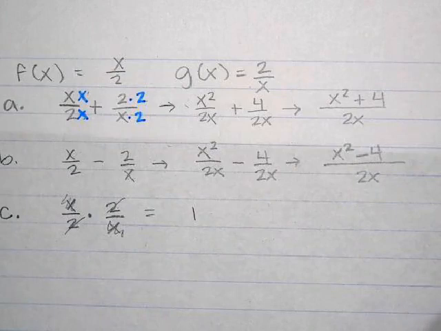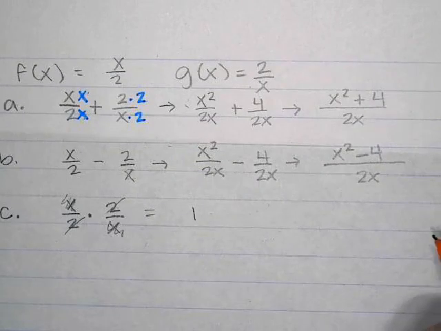X over 2 times 2 over x. If you multiplied that instead of canceling things, you would get 2x on the top and 2x on the bottom. And we know that anything divided by itself is just 1. So 2x over 2x is just 1.